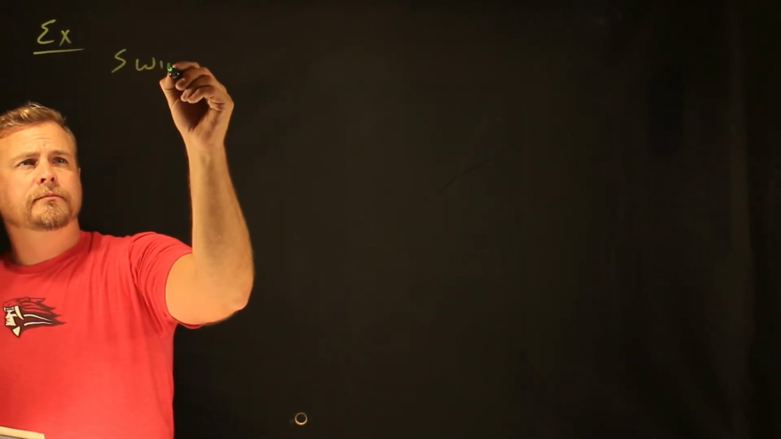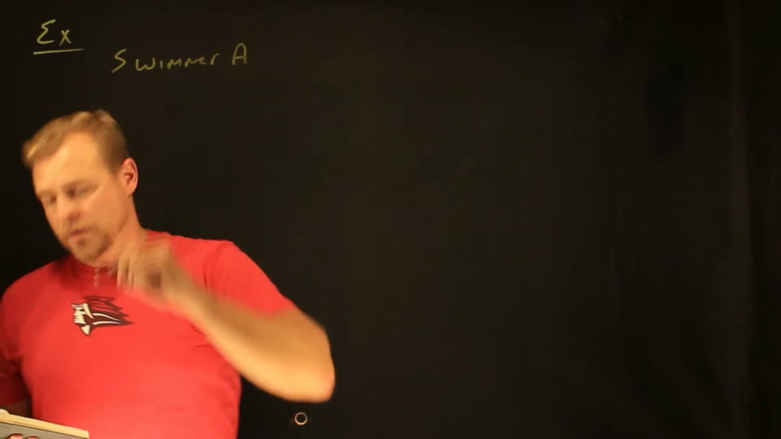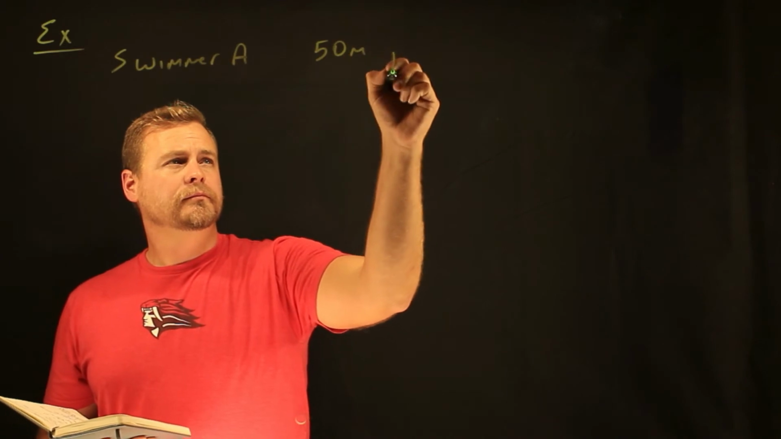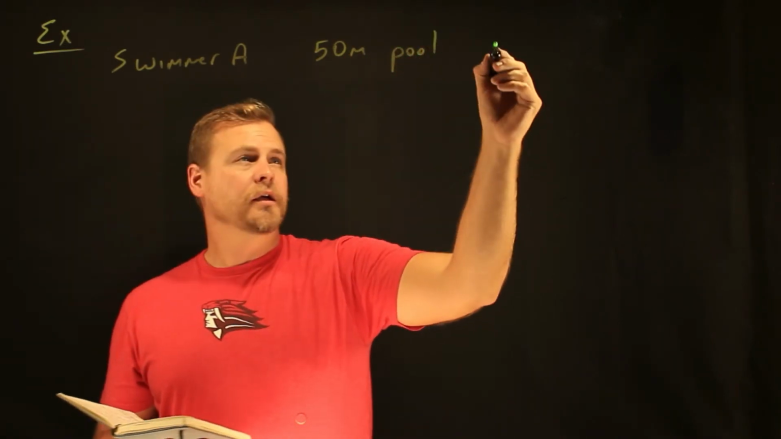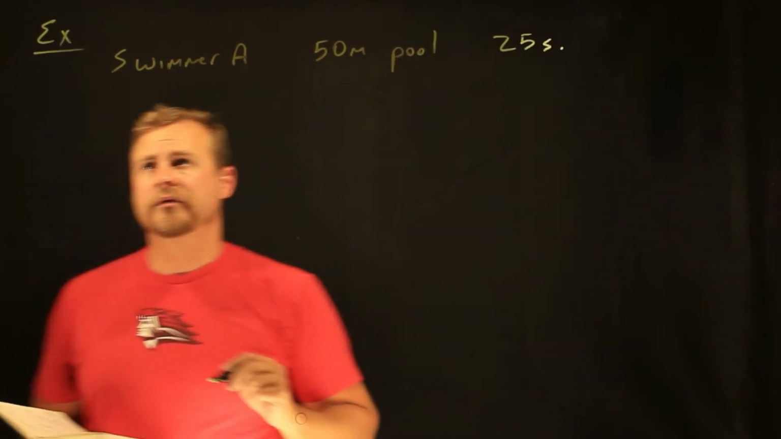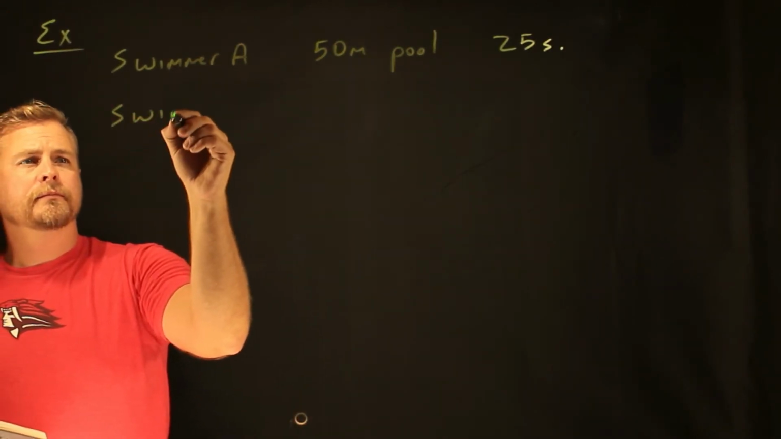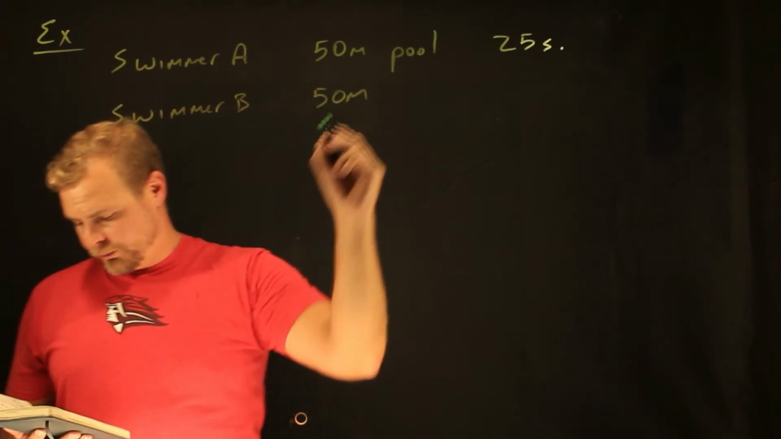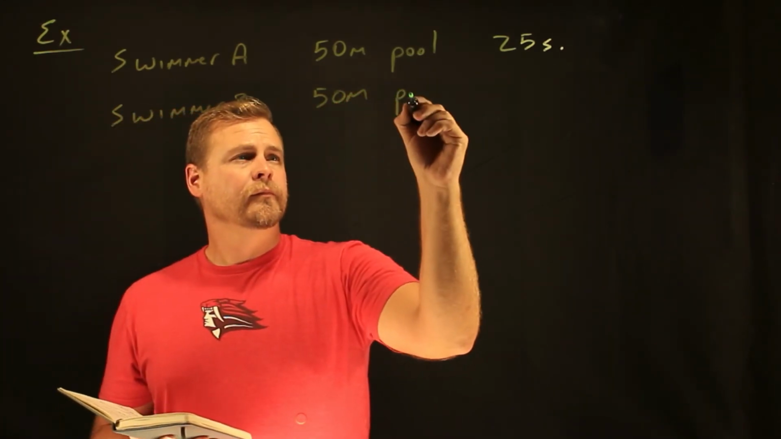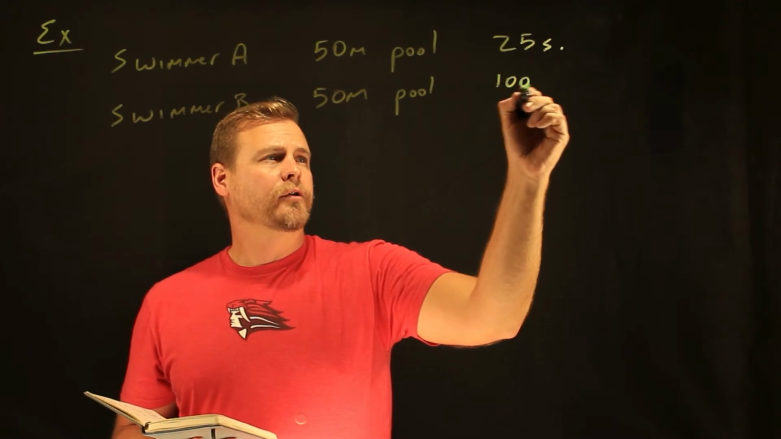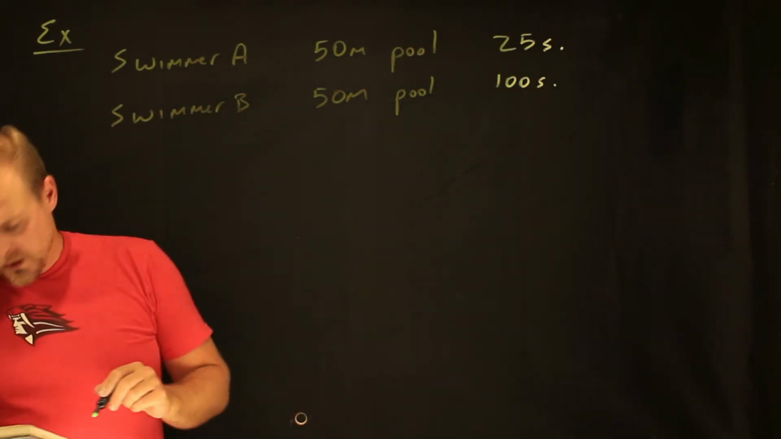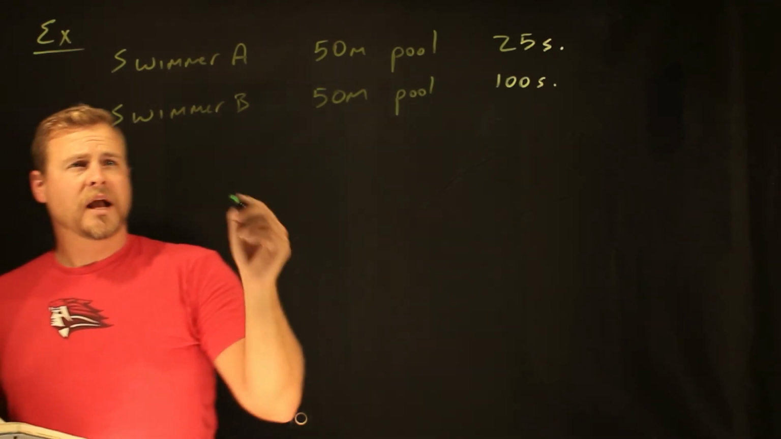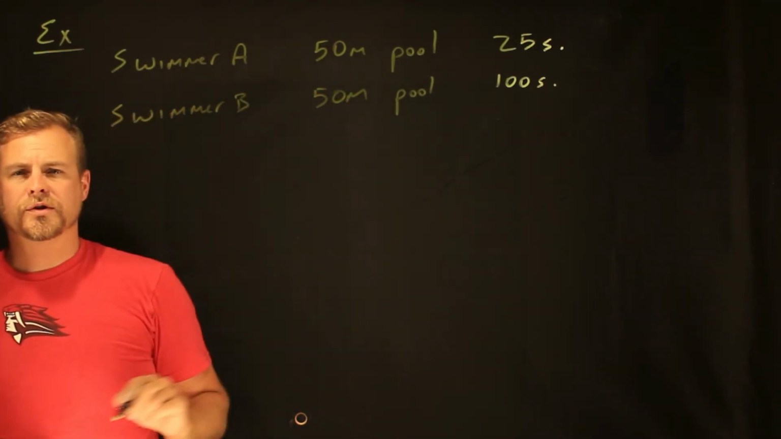Swimmer A goes across the pool, a 50-meter pool, in 25 seconds. Swimmer B goes across that same 50-meter pool in 100 seconds. What is their average speed? I can only say speed because I don't know which direction they're swimming.